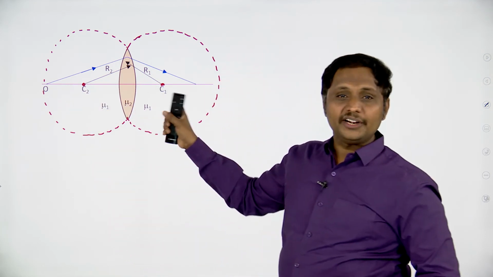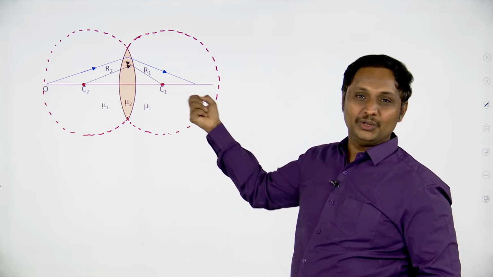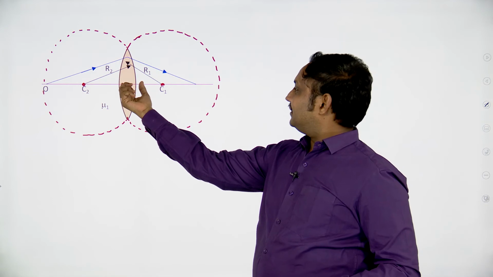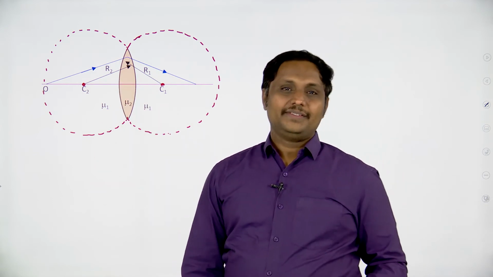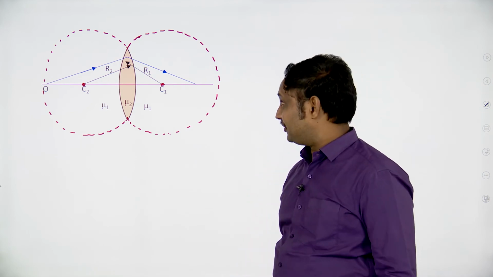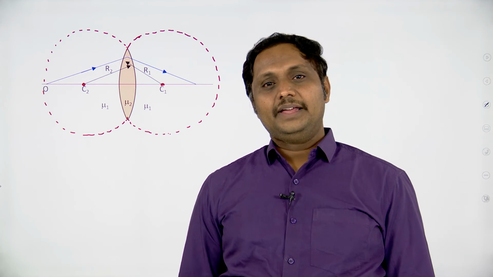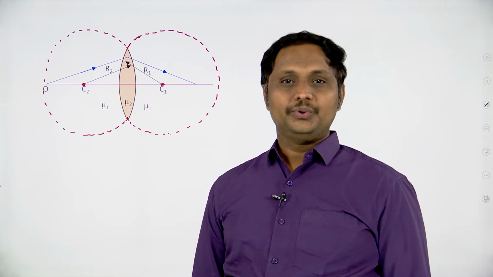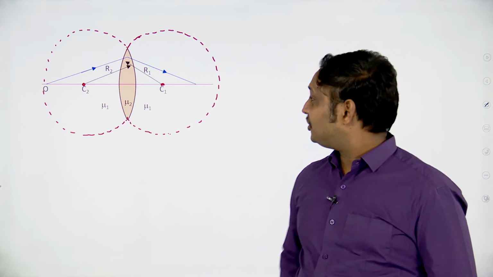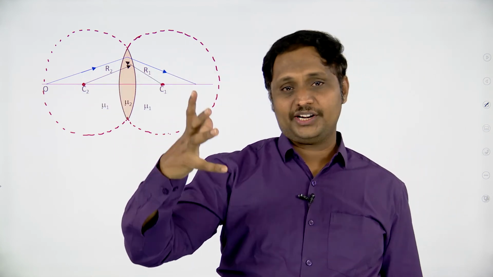As compared to R1 and R2, the distance separation between the two curved surfaces is going to be very less. And we would like to consider all the paraxial rays. We are not at all going to consider the marginal rays.